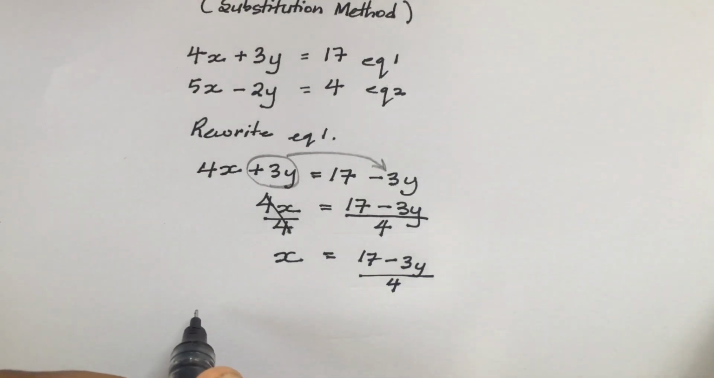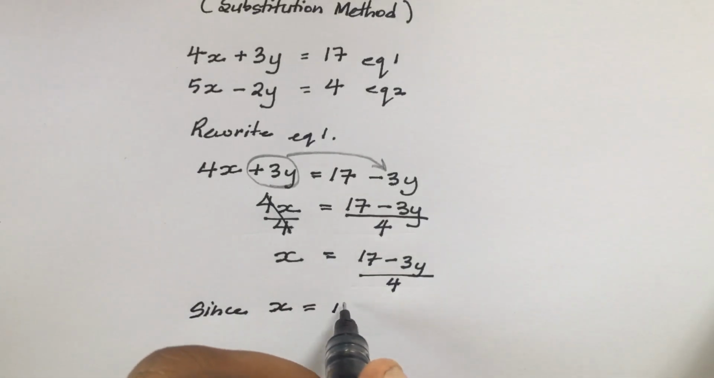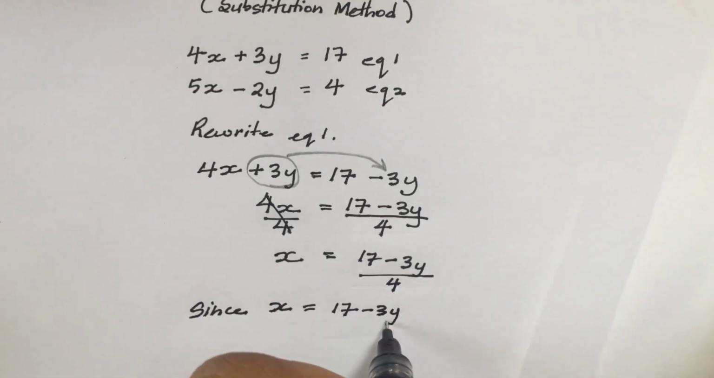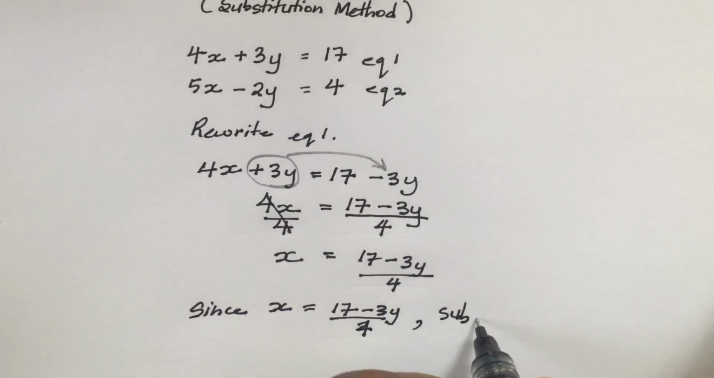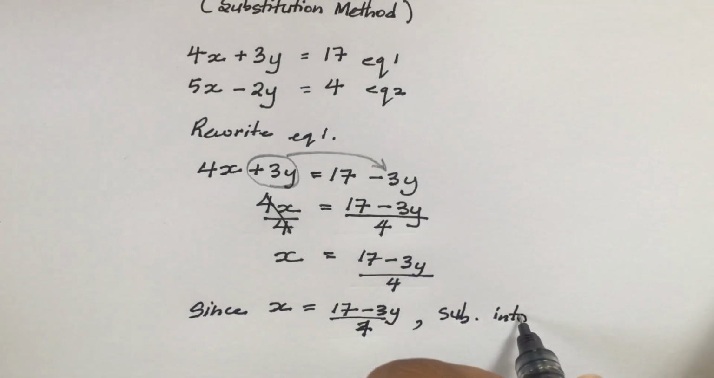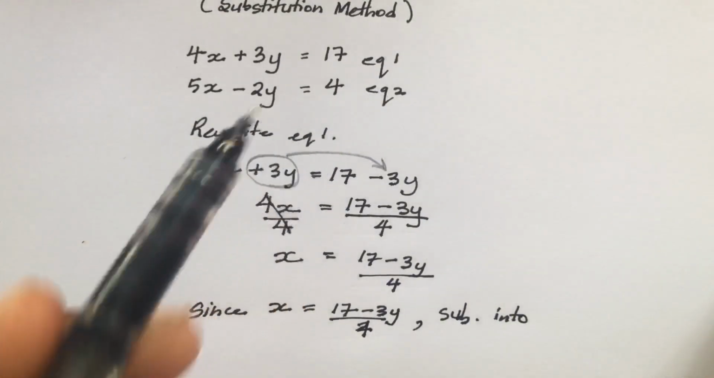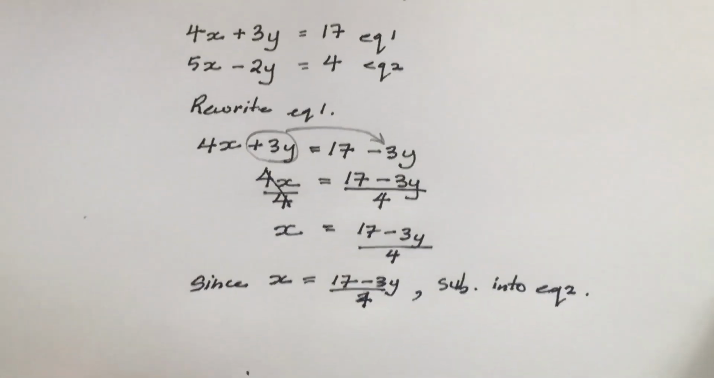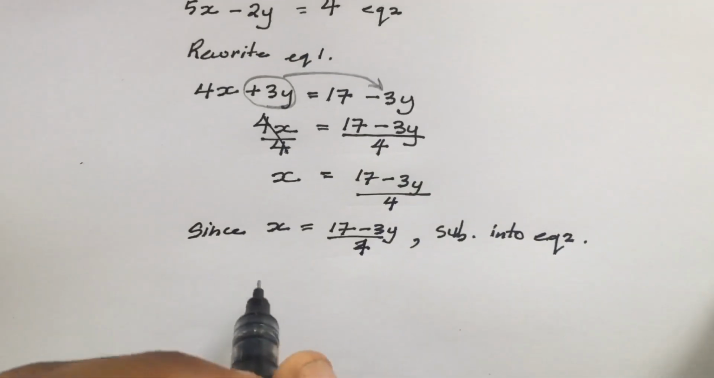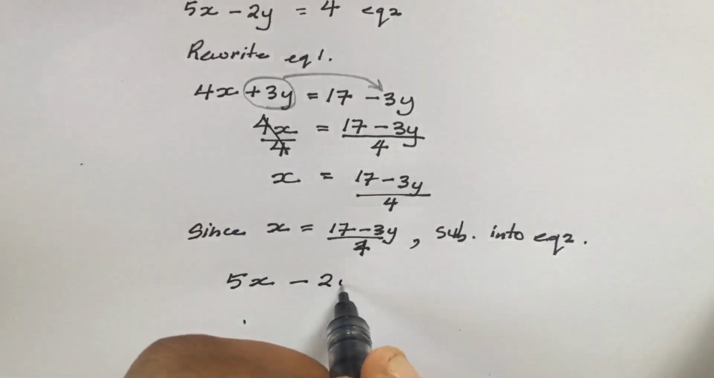Now I'm going to say, since x is equal to all of this, I'm going to substitute it into the equation that I didn't use. And remember, we rewrote equation 1, so we'd never touch equation 2 at all. So I'm going to substitute it into equation 2. So I have to rewrite equation 2 first, which was 5x minus 2y is equal to 4.